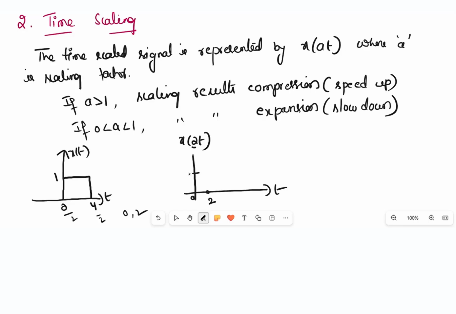But the amplitude is 1. So the pulse signal is like this. This is the pulse signal. Okay. See the signal? It gets compressed.